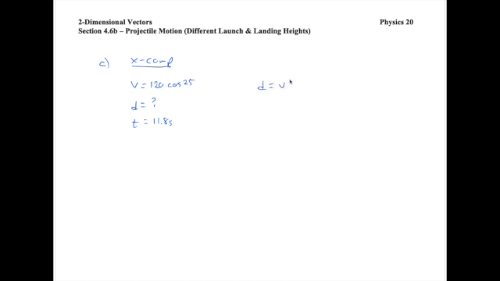D equals V times T. And so my distance in this case then will be that 120 times cosine of 25, and then all times the 11.8 seconds. Now do pull all those numbers through in your calculator when you're doing that, but that'll give us 1,284 meters. We want to get to 3 significant digits, so round to 1.28 kilometers then away from the base of the cliff.